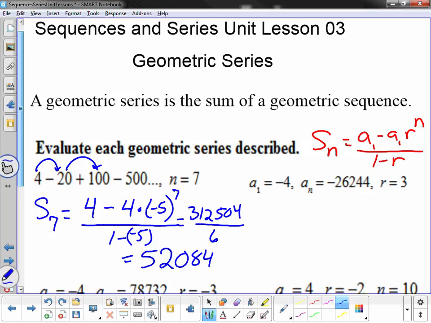Okay, so now let's look at this other problem here. I have the first term, the last term, and r to the 3rd. Recall that this last term right here is really just a sub n, times 3. Hold on. Skip, let me rethink.